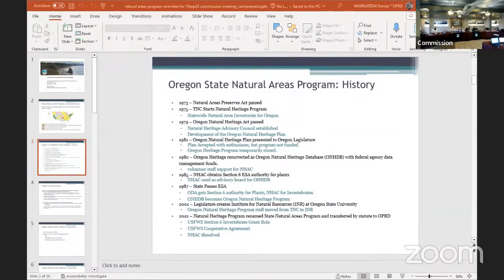So right now, the slide that's showing gives that long-term history of the state natural areas programs. And it all started in 1973 with the Natural Areas Preserve Act. And the Nature Conservancy was really instrumental in all of the early phases.